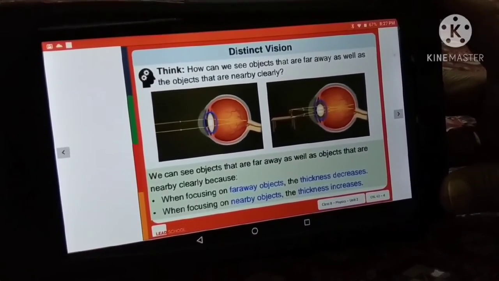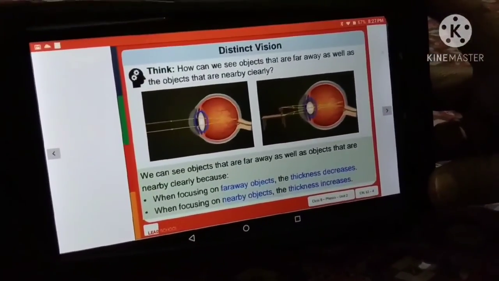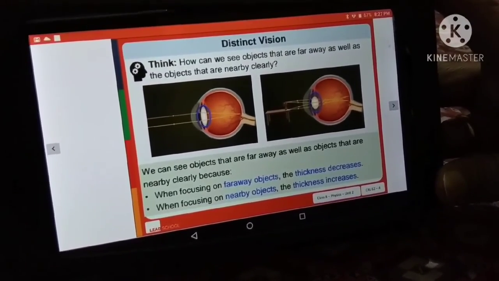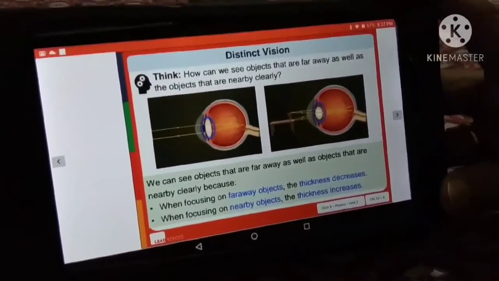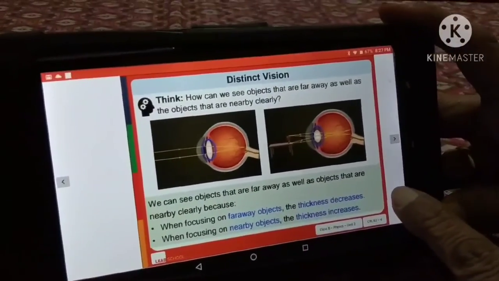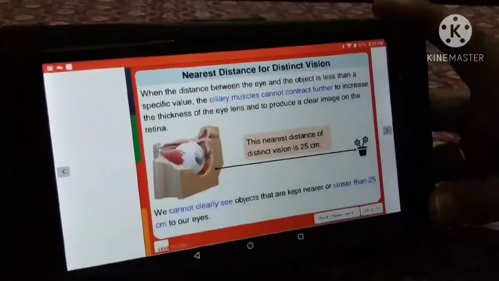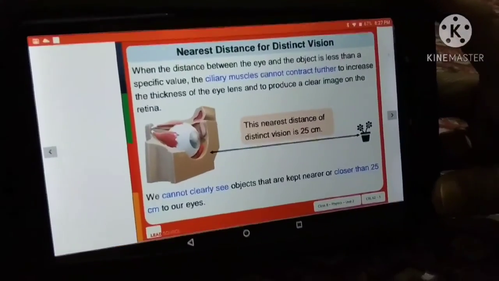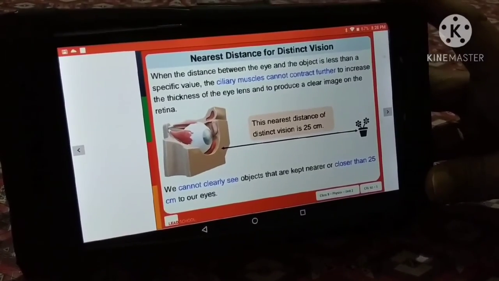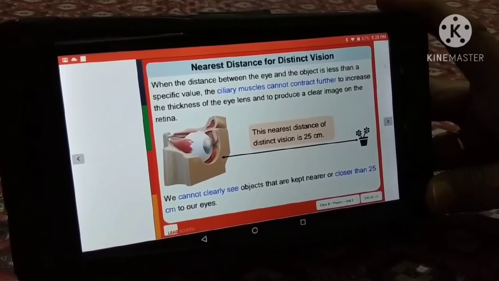How can we see the objects that are far away as well as the objects that are nearby clearly? When focusing on faraway objects, the thickness of the lens decreases. When focusing on nearby objects, the thickness of the lens increases, which you can see in this diagram. When the distance between the eye and the object is less than a specific value, the ciliary muscles cannot contract further to increase the thickness of the eye lens and to produce a clear image on the retina.